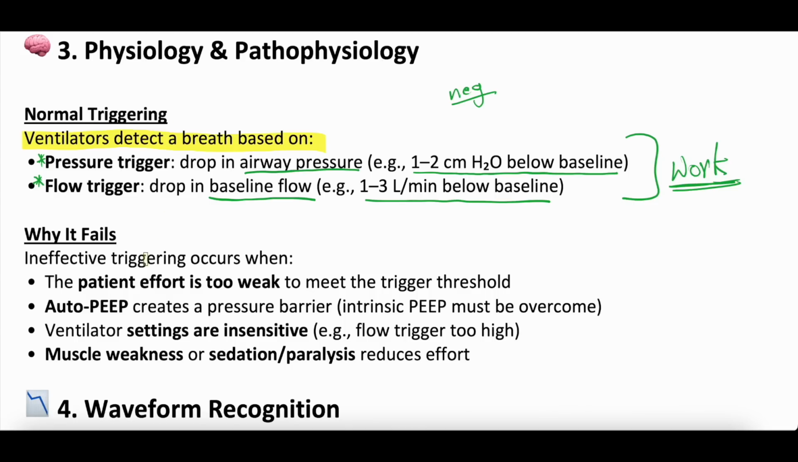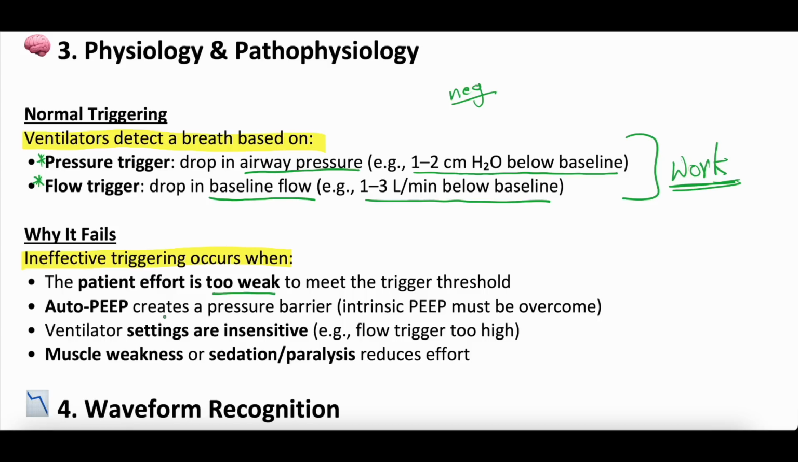So why does it fail then? Well, ineffective triggering occurs when the patient effort is too weak to meet the trigger threshold. That's one of the times, right? If you've set a pressure trigger at 2 centimeters below baseline, but the patient can only mobilize 1 centimeter of negative airway pressure because they're too weak, that won't trigger because it won't meet the threshold you set, which was 2 centimeters below baseline of pressure.